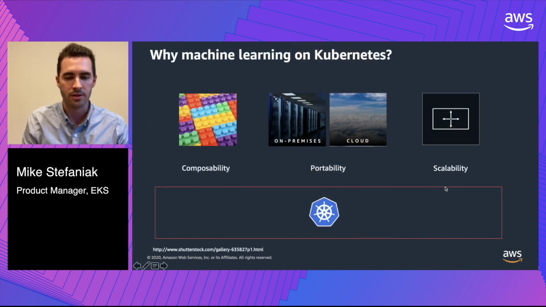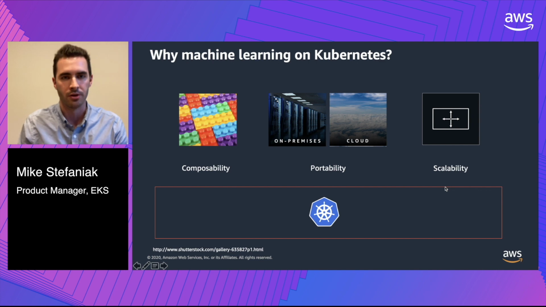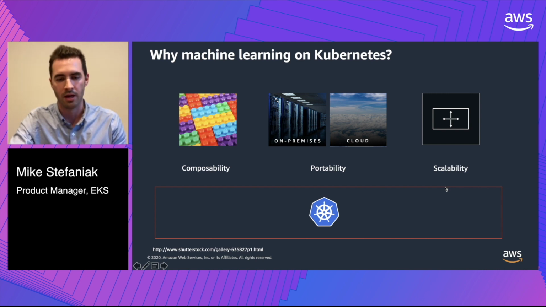And so on Kubernetes, there's really 3 things why machine learning has become so popular: composability, portability, and scalability. Composability is really what we just talked about, where you can package up all of your dependencies into a container, and that really allows you the separation of duties between the data scientists, where they can run whatever library they want, and then the machine learning operations team, who can handle the Kubernetes cluster underneath.